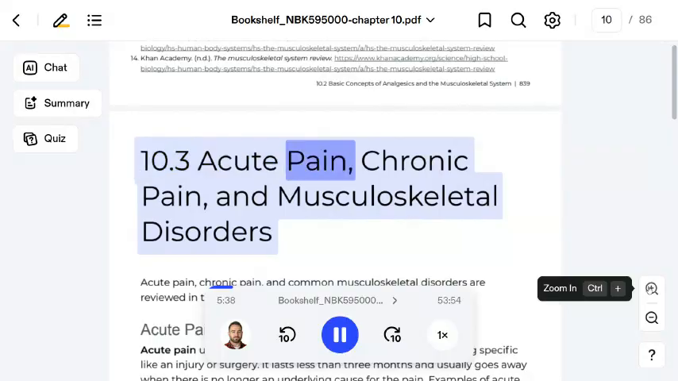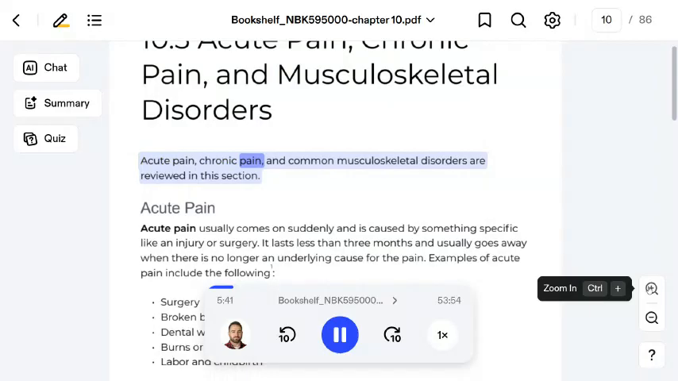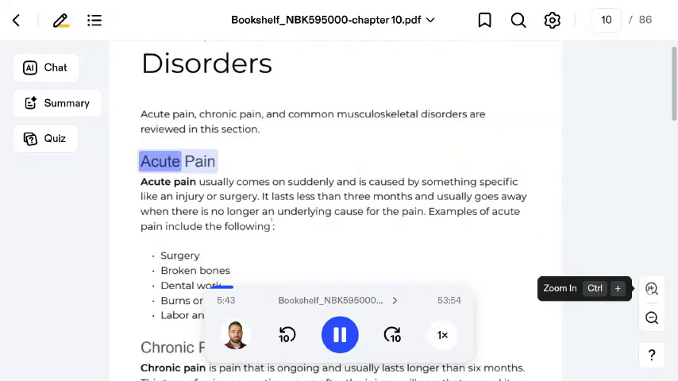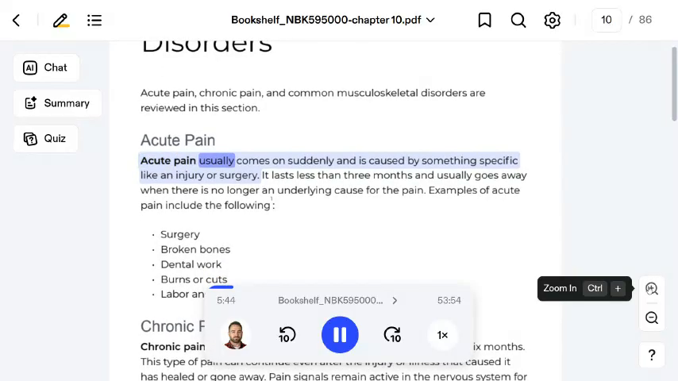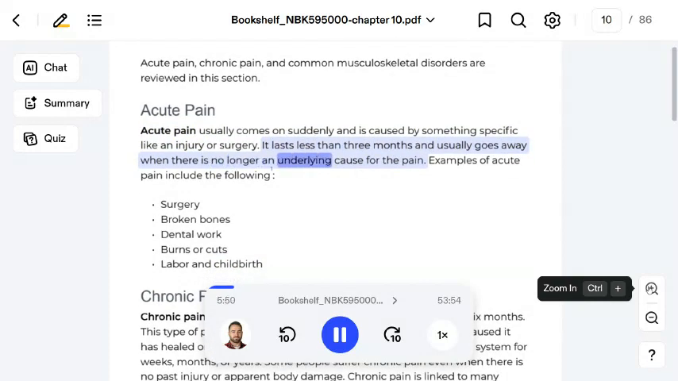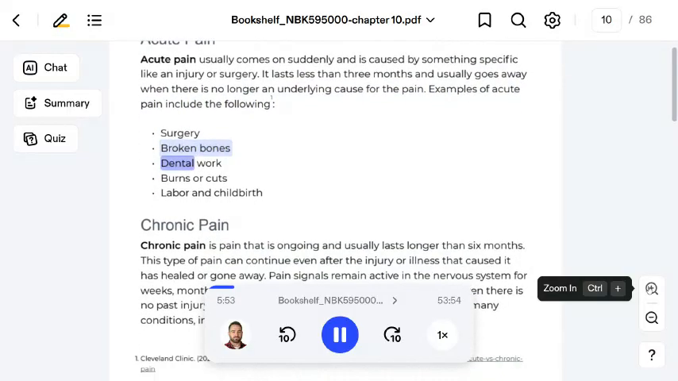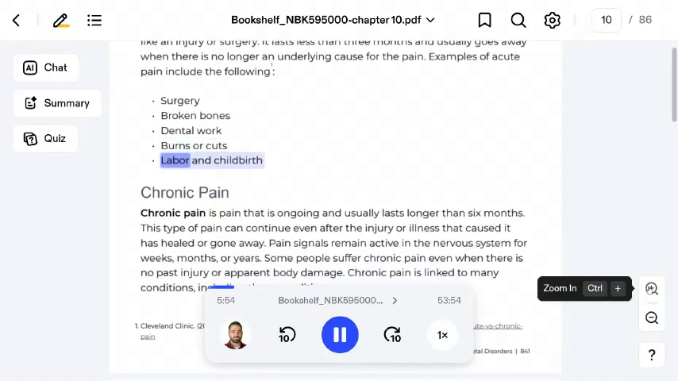10.3 Acute pain, chronic pain, and musculoskeletal disorders. Acute pain, chronic pain, and common musculoskeletal disorders are reviewed in this section. Acute pain. Acute pain usually comes on suddenly and is caused by something specific like an injury or surgery. It lasts less than 3 months and usually goes away when there is no longer an underlying cause for the pain. Examples of acute pain include the following: surgery, broken bones, dental work, burns or cuts, labor and childbirth.